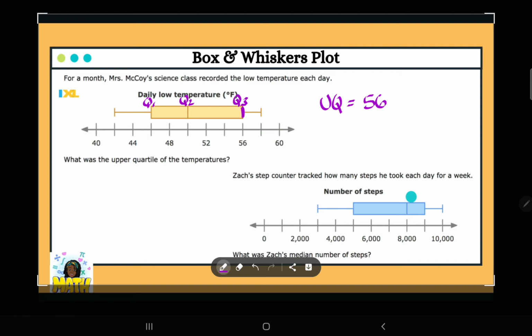Zach's step counter tracked how many steps he took each day for a week. What was Zach's median number of steps? So remember, our median is the same as our Q2. So Q1 is here, Q2 is here, Q3 is here. So the Q2 is located at 8,000. So that would be 8,000 steps.